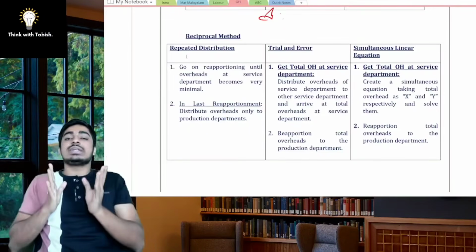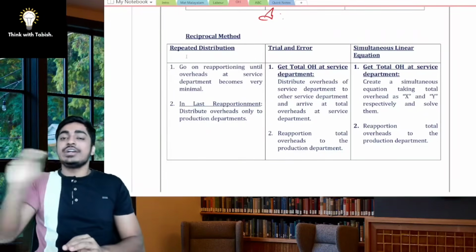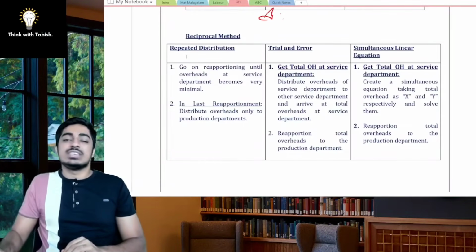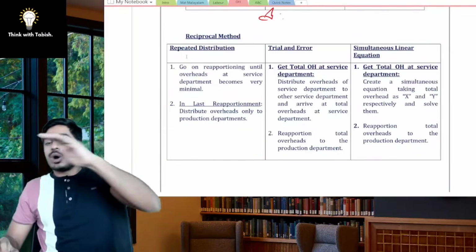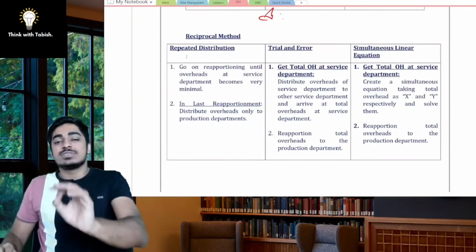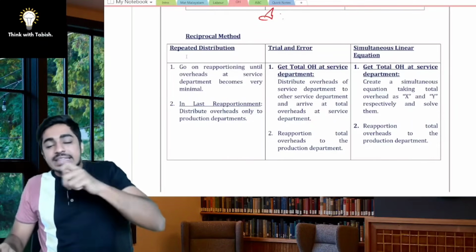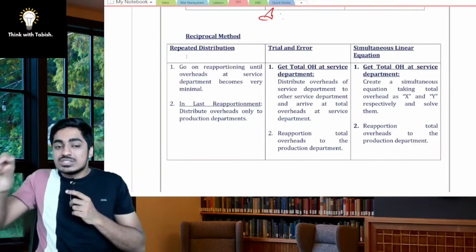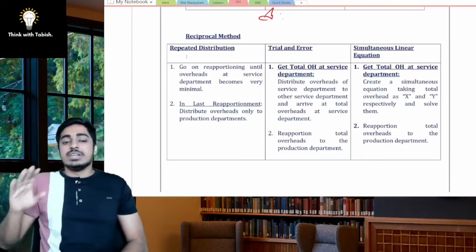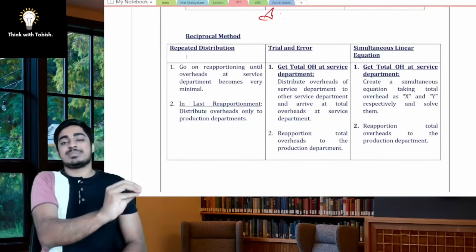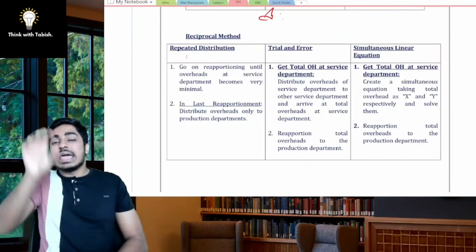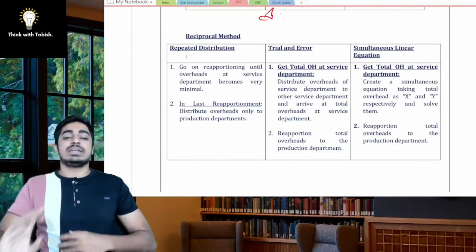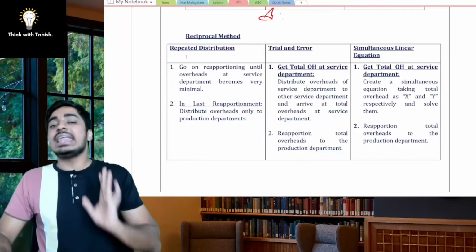Repeated distribution: what it tells is, don't use your mind, go on distributing till the time the overhead at the service department becomes very small. And in the last reapportionment, we transfer the overheads only to the production departments. Why? Because ultimately at the service departments, we want the overhead cost to be zero. This is repeated distribution. Next, we have the trial and error method.